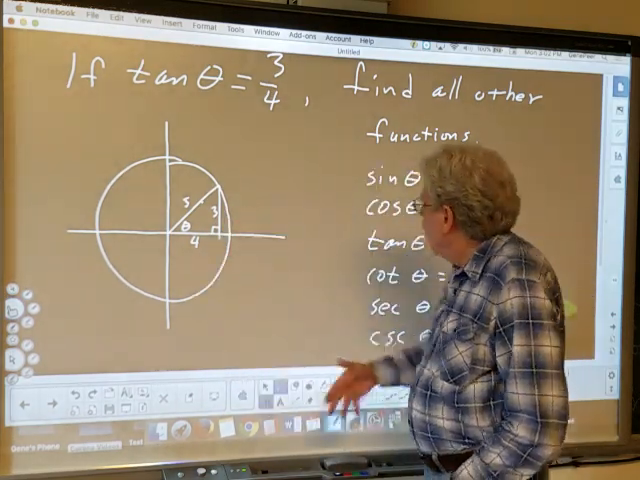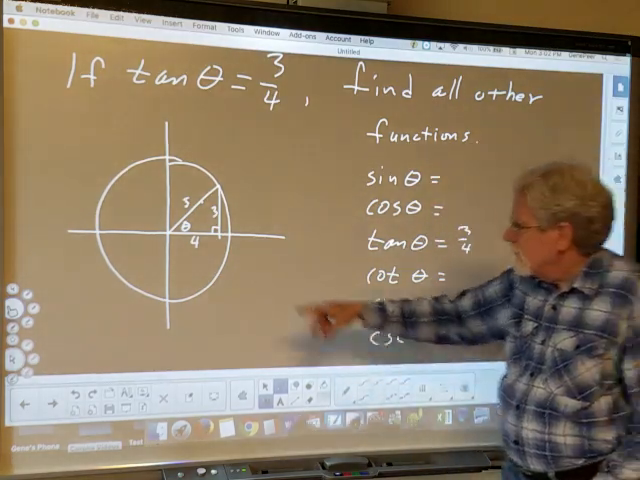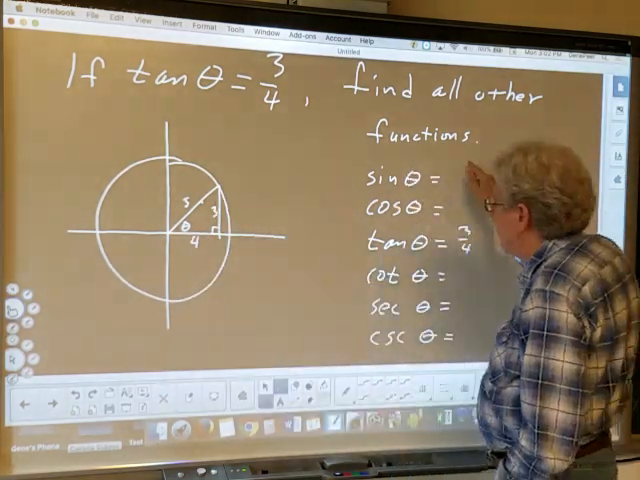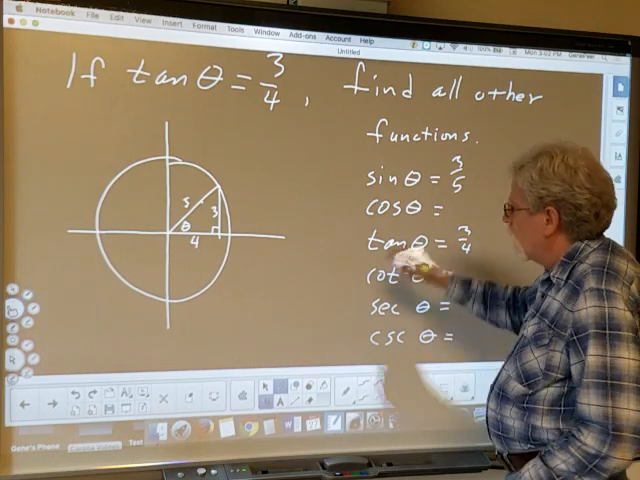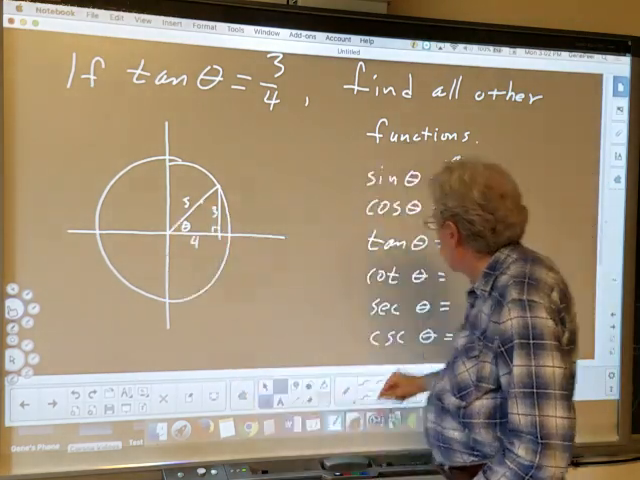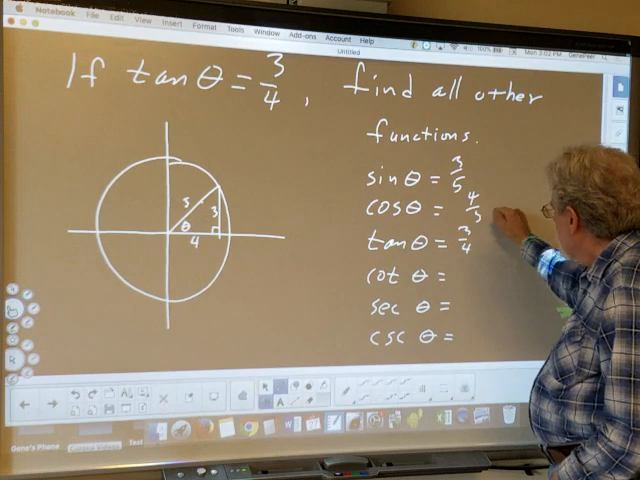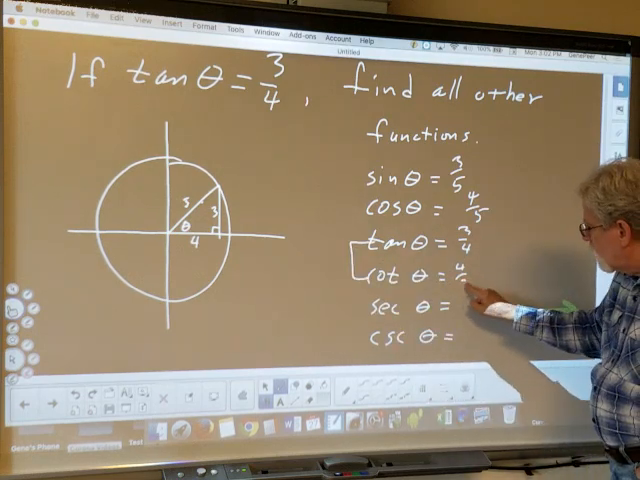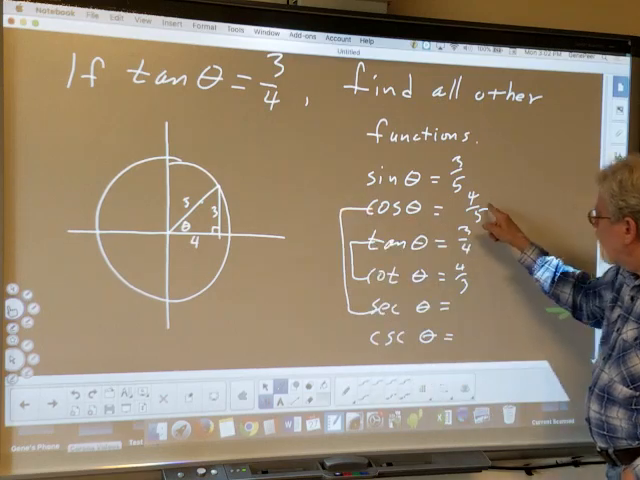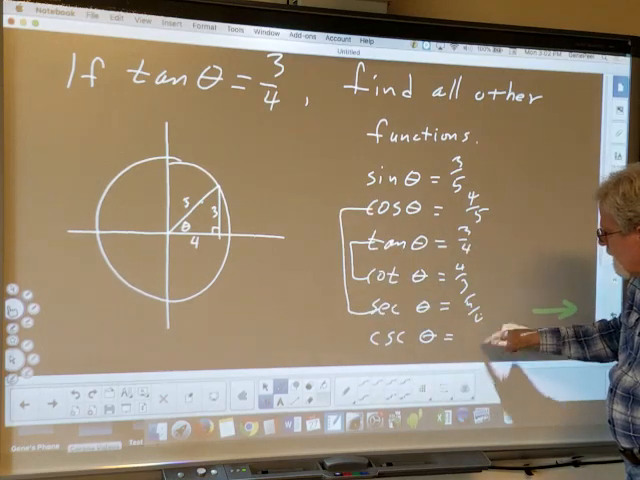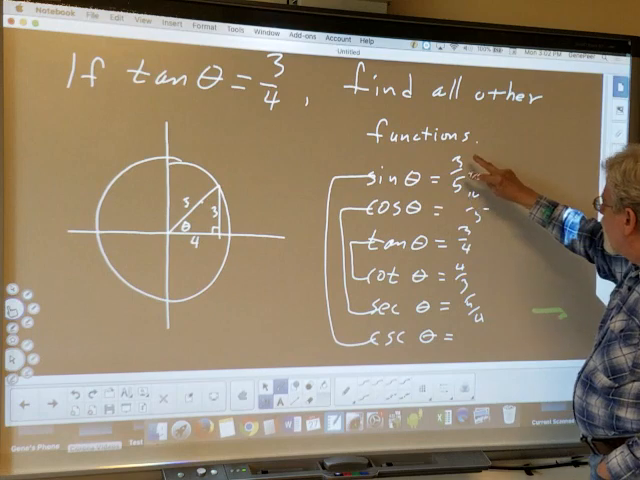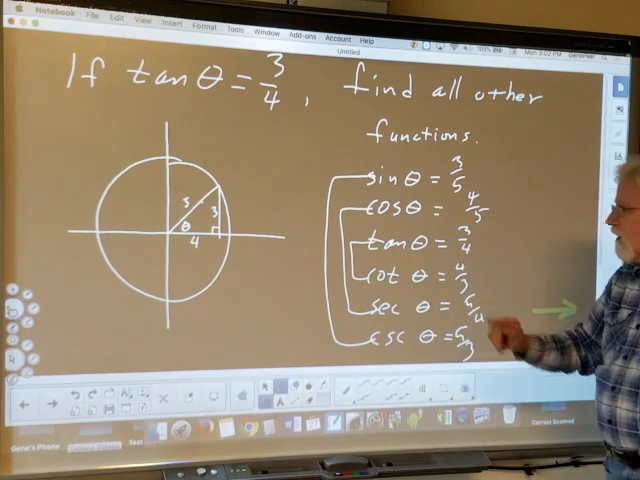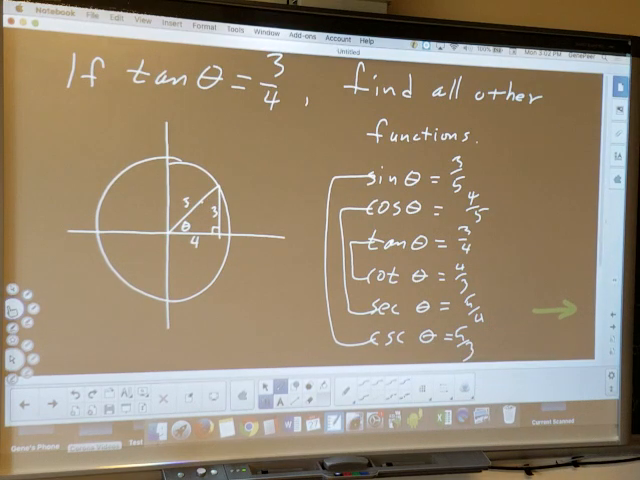Once you know all three sides, you can find all the stuff. Sine, opposite over hypotenuse, that's 3/5. Cosine, adjacent over hypotenuse, that's 4/5. Cotangent is the reciprocal of tangent, that's going to be 4/3. Secant is the reciprocal of cosine, that's going to be 5/4. And cosecant is the reciprocal of sine, that's going to be 5/3. Done. Nothing to it. Moving on.